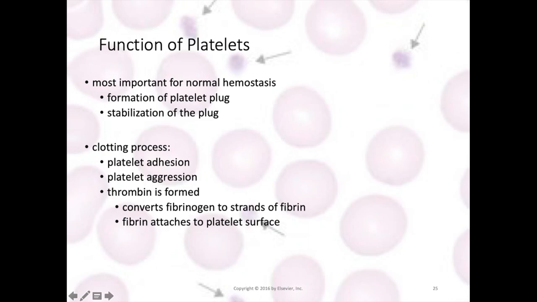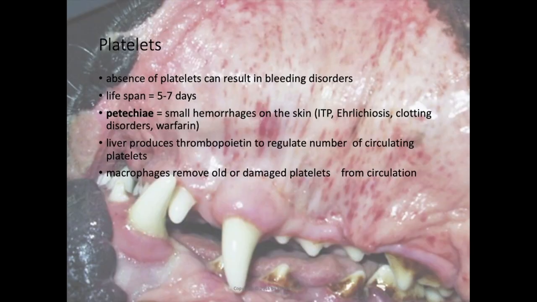So the most important feature is for hemostasis. They create this platelet plug and they create stabilization of the plug, so they stop blood from flowing in that specific area. The clotting process involves platelet adhesion and then platelet aggregation. Thrombin is formed. It converts fibrinogen to strands of fibrin. Fibrin attaches to the platelet surface and creates life's perfect own little band-aid.